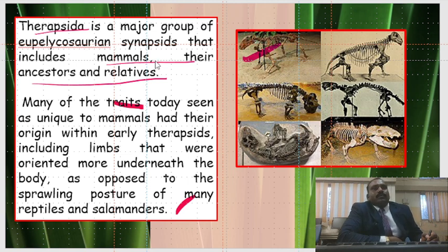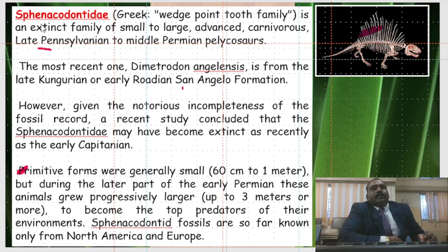Eupelycosaurians are the relatives of the mammals, and many of the traits seen today as unique to the mammals had their origins within the early Theropsids, including limbs that were oriented more underneath the body, as opposed to the sprawling postures of many reptiles and the salamanders. The Theropsids just looked like a salamander.